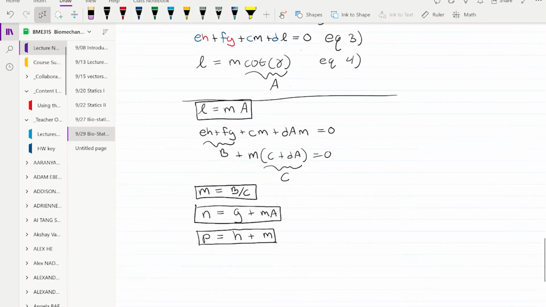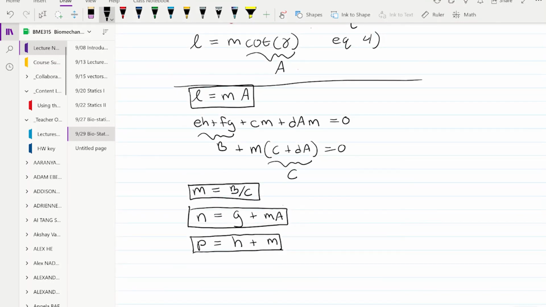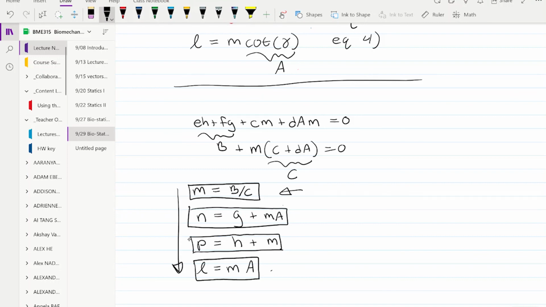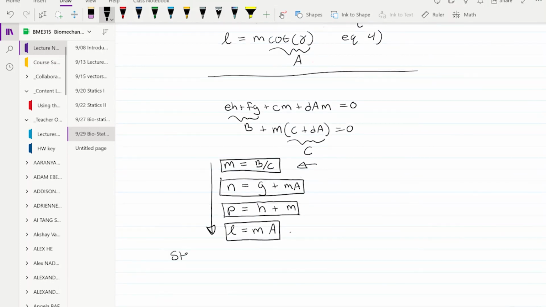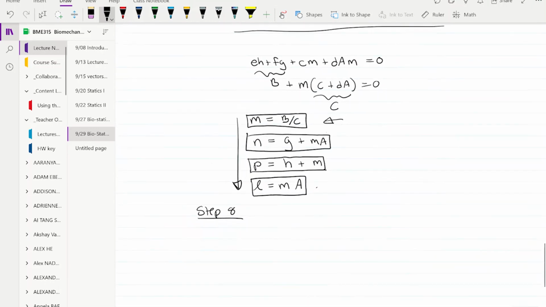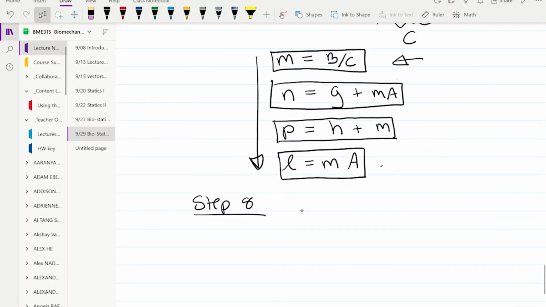And then now look, we have to reorder these equations a little bit because M is a function of all the known stuff. So let's plug this in here. Solve this one first. Then that gets plugged into here, MA and G. And then we go along and solve for everything. Step 8.